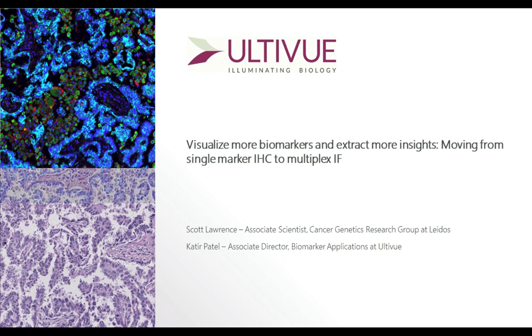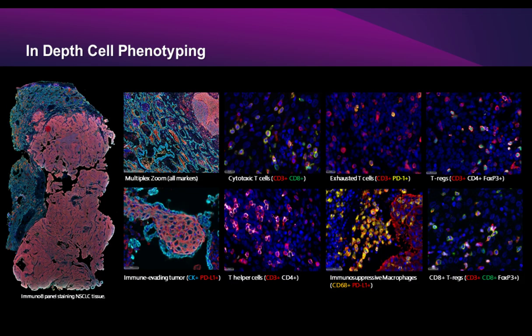Thank you, Katir. Our next question. With this technology, can you detect surface and intracellular markers at the same time? Yes, we absolutely can. I think if you take a look at the end of Scott's presentation, you can see a couple co-localizations of multiple markers in different cellular compartments, such as looking at Tregs, for example. We have CD3, CD4 as surface markers, but you're also detecting FOXP3 as a nuclear marker as well.